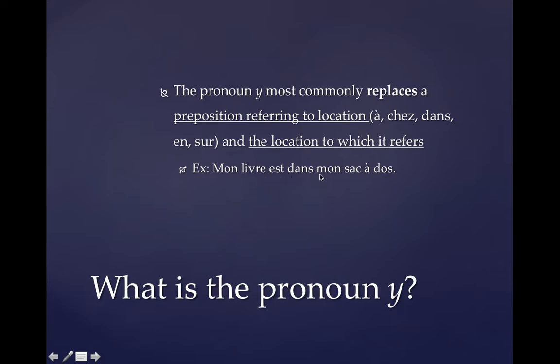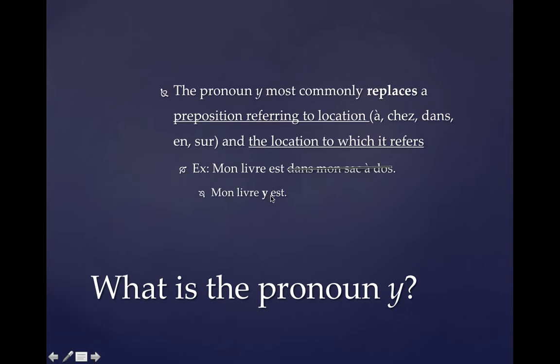My book is in my backpack. So if we're going to try to replace part of this sentence with the pronoun y, we need to first find the phrase that we're going to replace. And we know that y replaces a preposition referring to location, so that's dans, because that's the preposition in, and the location to which it refers. And in this case, the location is my backpack, since that's where my book is. So we can replace part of this with the pronoun y, and we've already figured out that's the phrase that we get rid of. And the y goes before the verb, the pronoun goes before the verb. So mon livre y est changes it from my book is in my backpack to my book is there.